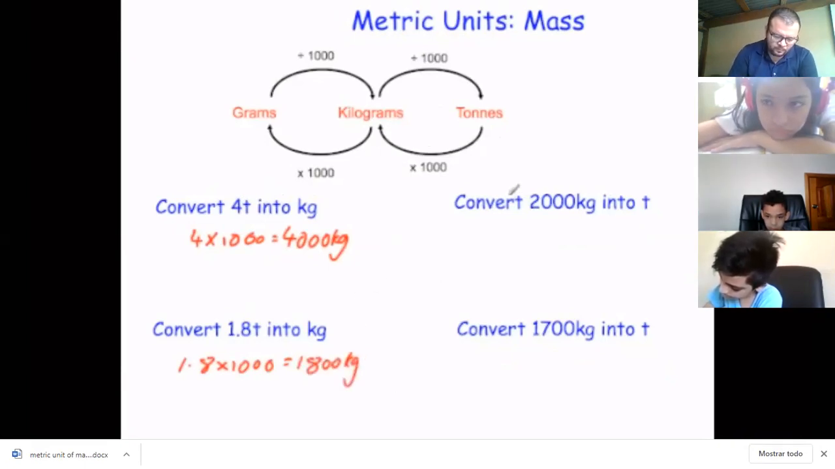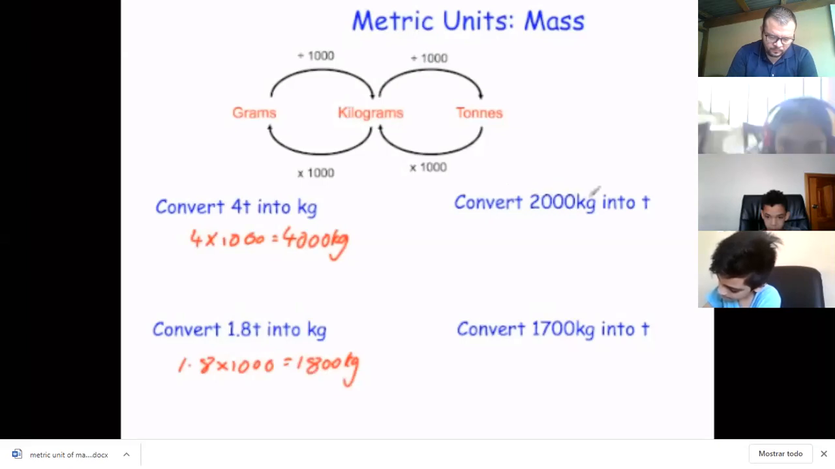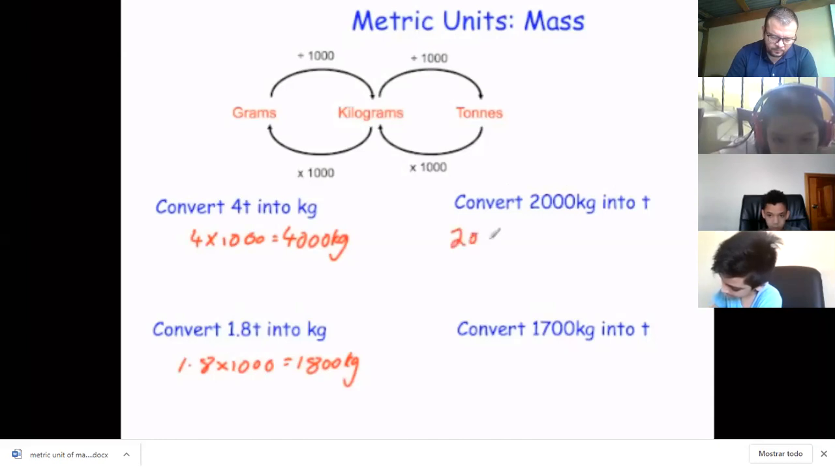Okay. This time, convert 2,000 kilograms into tons. So to go from kilograms to tons, you divide by 1,000. So we're going to do 2,000 divided by 1,000. Well, that's going to be equal to 2 tons.